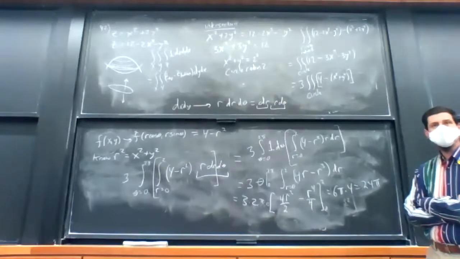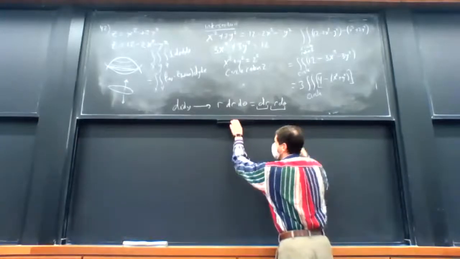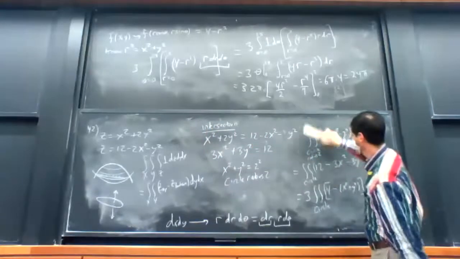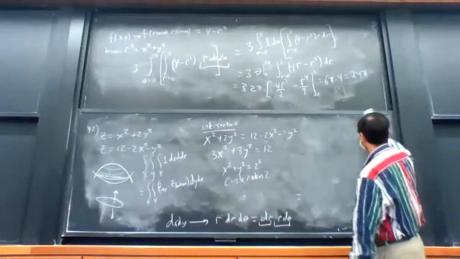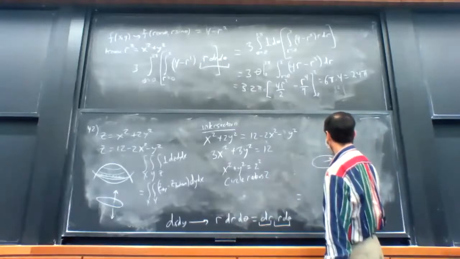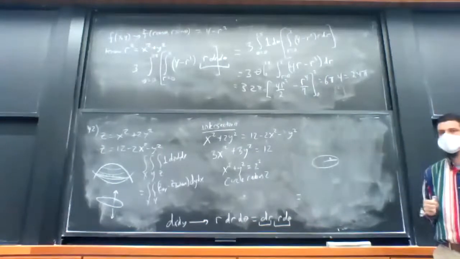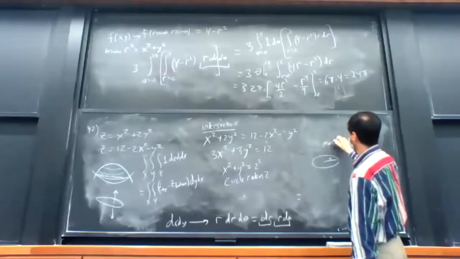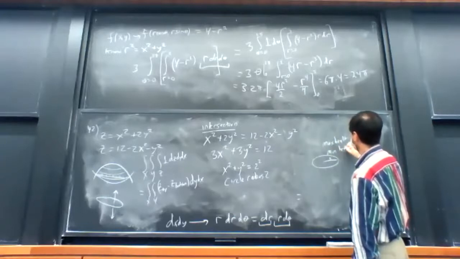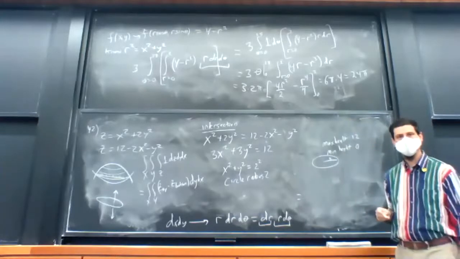So the question is, is this answer reasonable? Whenever you have a problem, it is always good to ask, is this answer reasonable? Well, we're integrating over a circle of radius 2. What is the maximum possible height you could have when you look at the difference between the two parabolas? So the max height is 12, and what's the minimum height? 0, because the two parabolas intersect along here.